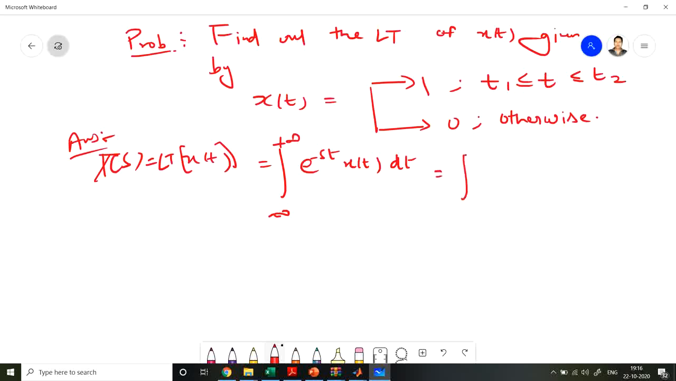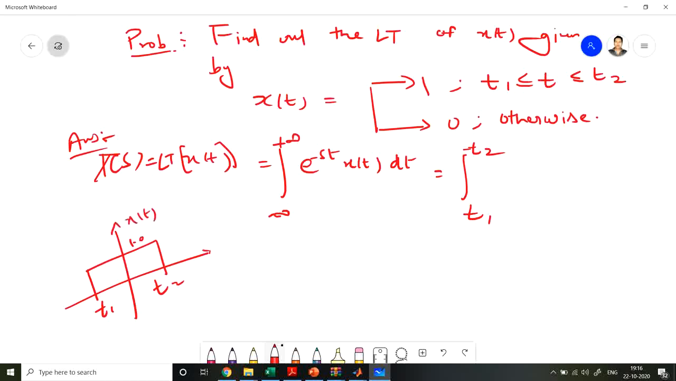Now x(t) is a time-limited signal, limited between t1 and t2, so here that integral will go from t1 to t2, instead of minus infinity to plus infinity. It is a time-limited signal, and between t1 and t2 the value of x(t) is 1.